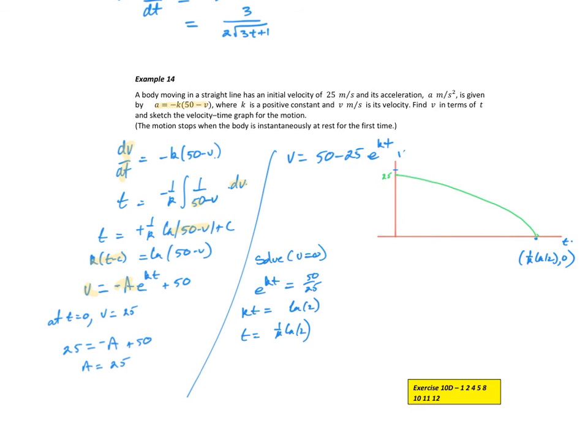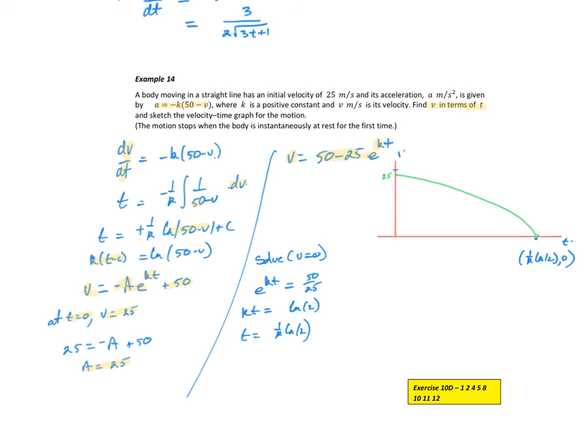So v is equal to some negative a, or a, because a is going to be a constant, plus 50. Put an initial condition in for t equal to 0. My velocity is 25. Rearrange that and I'll get a is equal to 25. So I've got a rule for my velocity now in terms of t, and then, which is what we were after, and hence sketch a velocity time graph.